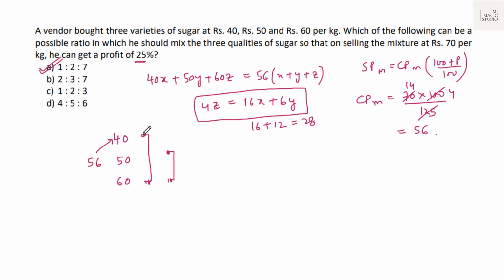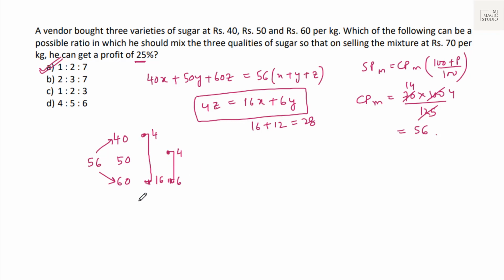56 minus 40 is 16, it should come here but it should go down because that is the snake's mouth. 56 and 60 difference is 4, it is coming at this ladder point, so it will climb up 4. This is how the snake and ladder game is played. Next, 56 minus 50 is 6, it should come at the mouth of the snake and it should go down. 56 minus 60 is again 4, it should come at this ladder point and it will climb up.